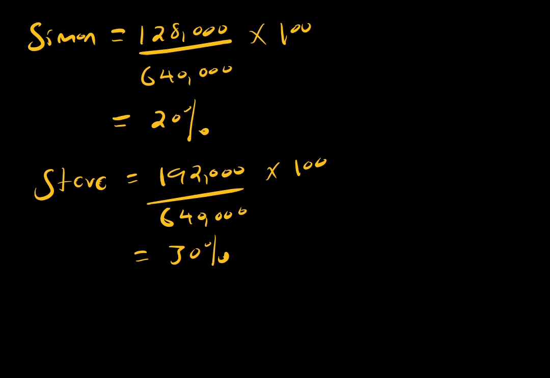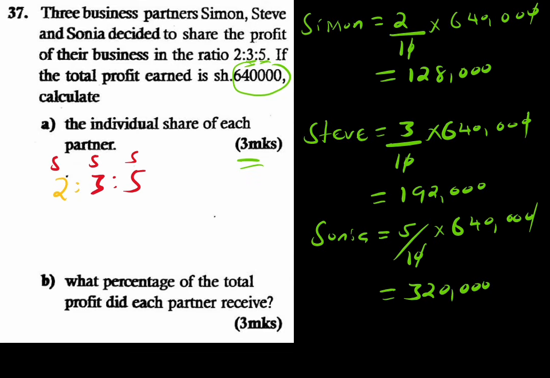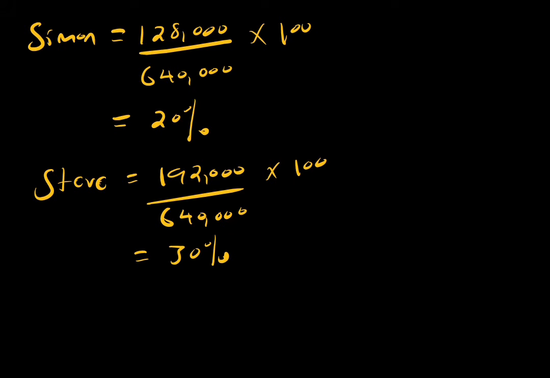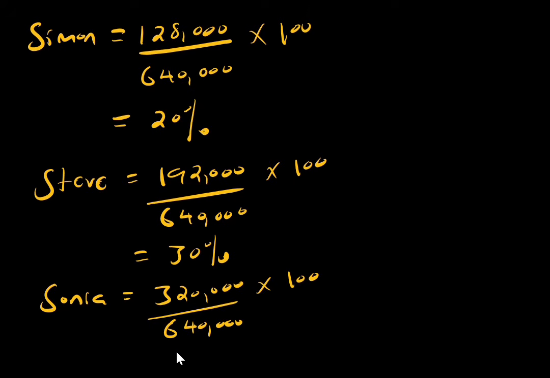And finally, the last person is Sonia, 320,000. So it is 320,000 over the total amount, which is 640,000, multiplied by 100. If you multiply this, you see that it is 50%. So that is how we can get the percentage of each person's share. Simon 20%, Steve 30%, and Sonia 50%.